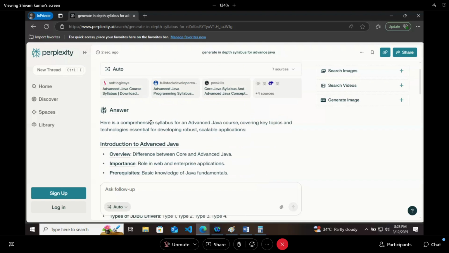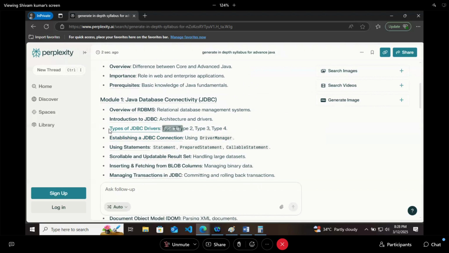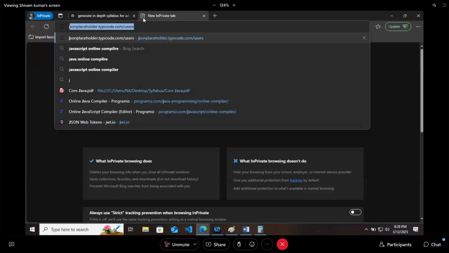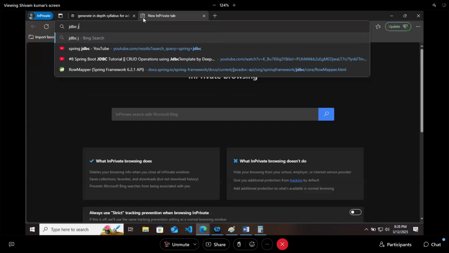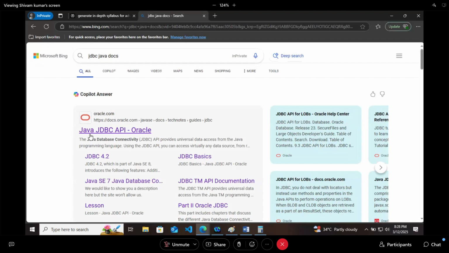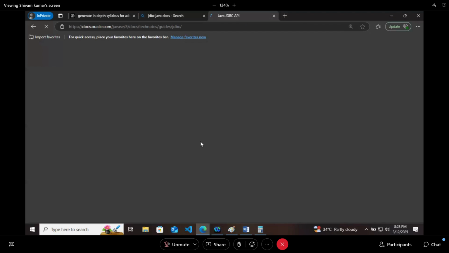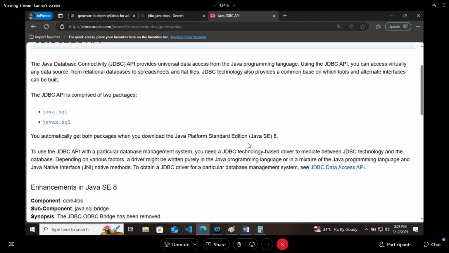Now this is the generated syllabus for advanced Java. There is the topic of JDBC drivers, or simple JDBC. From here it is starting. RDBMS is a normal topic. JDBC is from advanced Java. So what you do is just search for JDBC Java docs, and you will see this particular page either on the Oracle or Sun website or the Java website. So open it and just read this one.